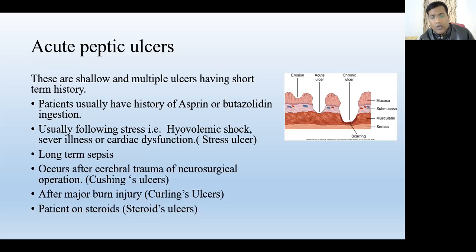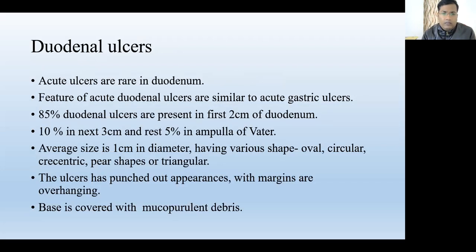These are called acute peptic ulcers because they don't have a very long history. The patient usually gives a recent history of any of these factors. Now we discuss the chronic ulcers, first the duodenal ulcers. As we said, acute ulcers are rare in the duodenum. Usually chronic ulcers are present in the duodenum. Acute ulcers are more commonly present in the stomach only.